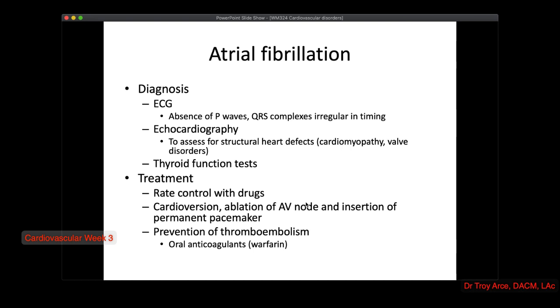How do we diagnose atrial fibrillation? Of course, the ECG. There's going to be absence of P waves, and the QRS complex is irregular in timing. The echocardiography we're going to use to assess for structural heart defects, right? Thyroid tests, and all those kind of things. So that's just a review of what we covered so far.